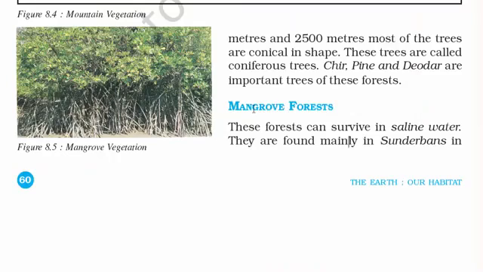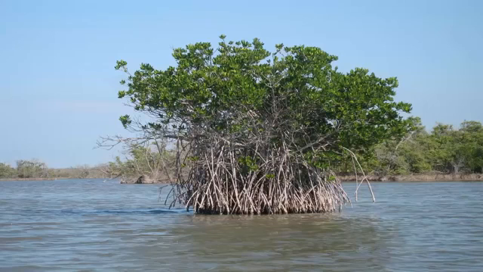And the last type of vegetation is the mangrove forests. These forests can survive in saline water. What do you mean by saline water? Saline water is nothing but salty water. And what is the meaning of mangrove? They are nothing but those trees or shrub that are grown in saline water. Have a look at this picture and understand what I'm trying to say. And if you want to understand it even better, try watching this clip.